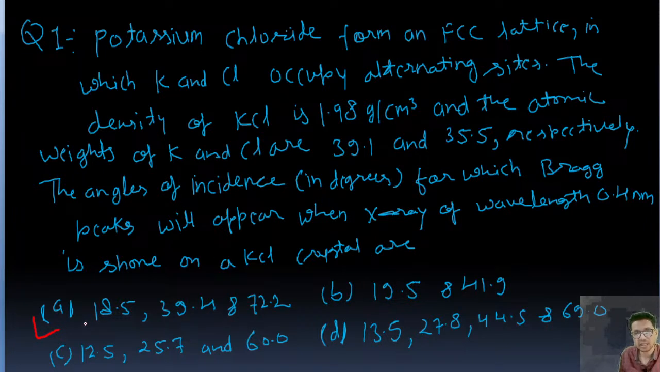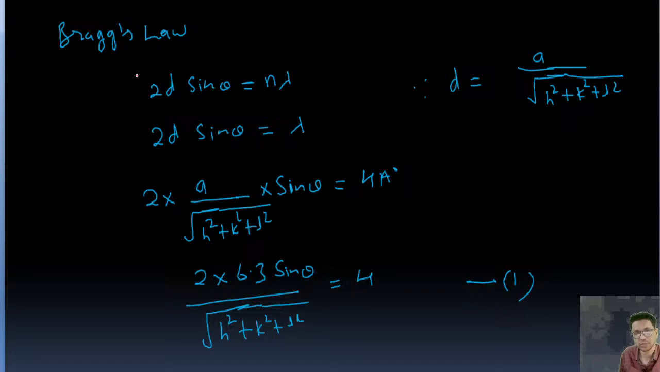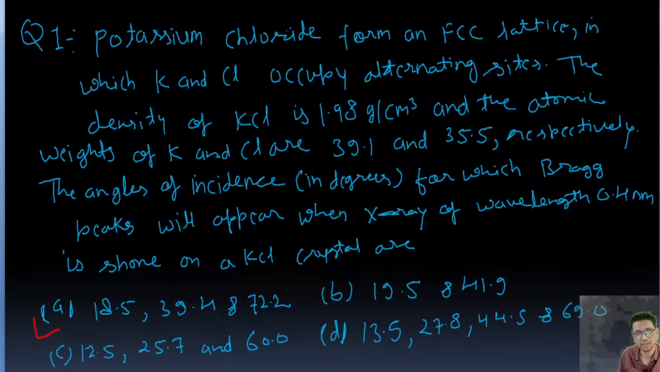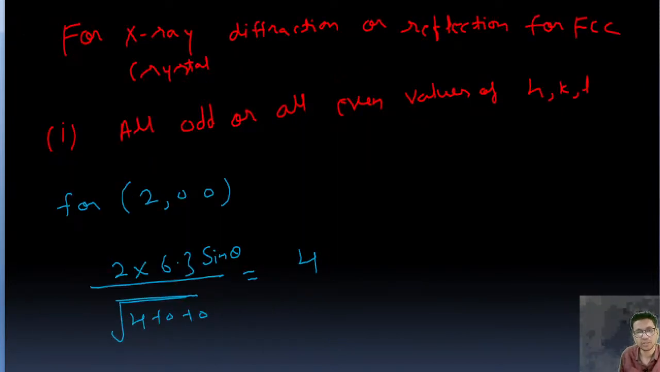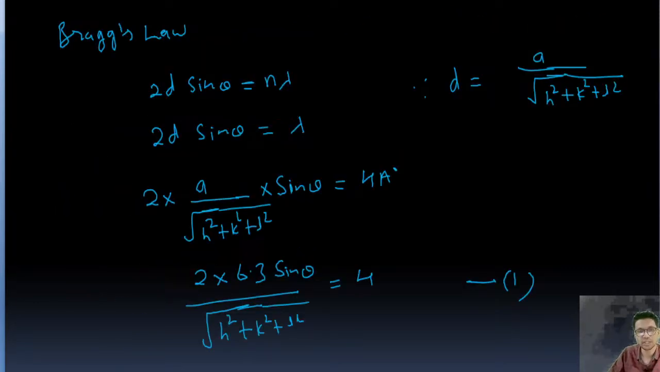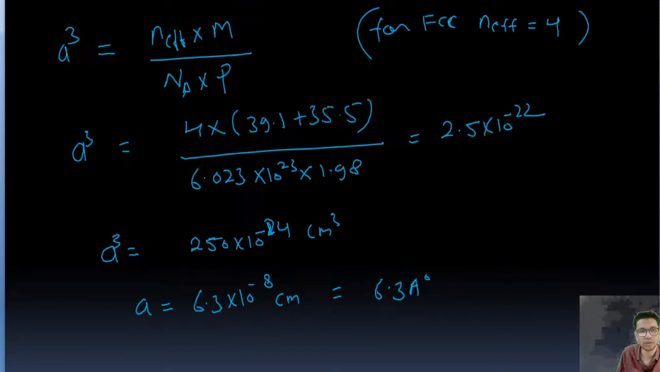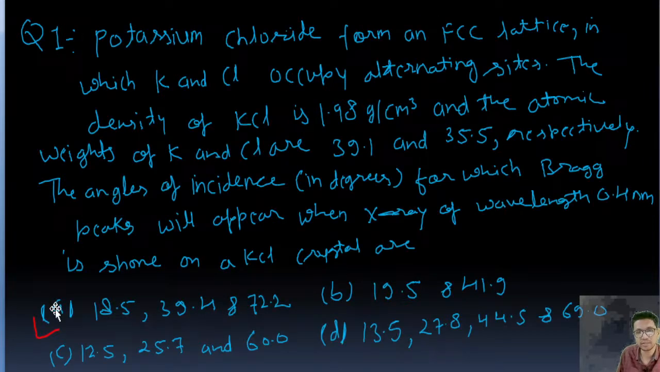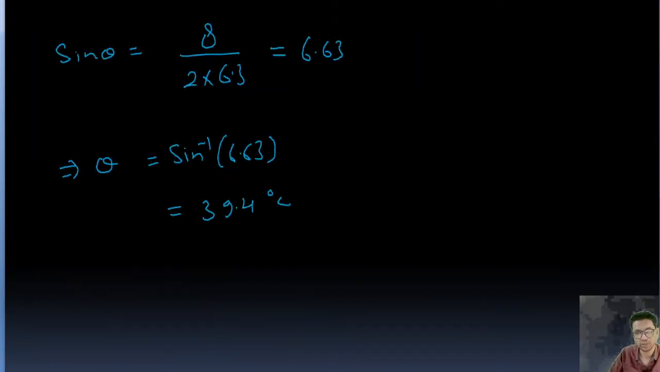So other angles are these angles, right? That depends on HKL values, right? So I have taken all even values, that is 200. That value I have taken, and I've got the answer, right? So 39.4 degree is the answer. So option A is the correct option, guys. So these are the angle of incidence. I hope, guys, you have understood it. Next question I'm going to solve. Question number 2.